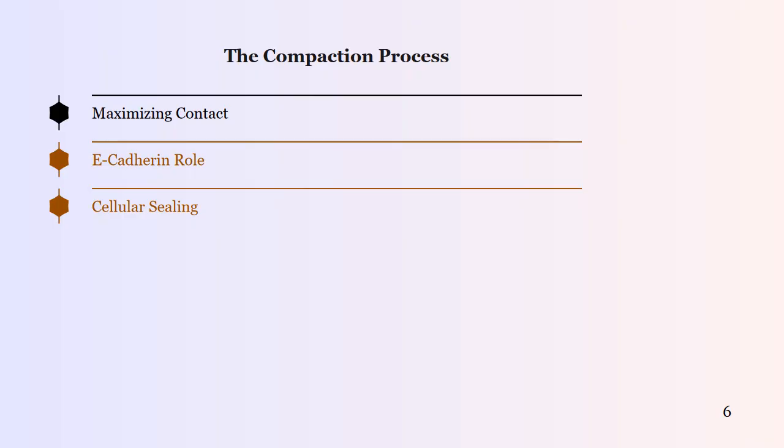6. The compaction process. Maximizing contact. At the 8-cell stage, blastomeres flatten against each other, increasing intercellular adhesion. E-cadherin role. The protein E-cadherin is essential for zipping the cells together to form a solid ball called the morula. Cellular sealing. Tight junctions form between outer cells, creating a permeability barrier necessary for later fluid accumulation.